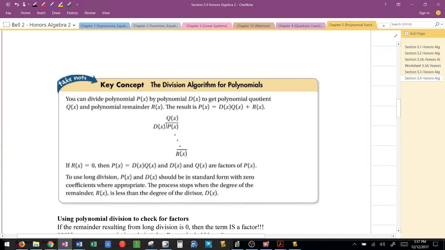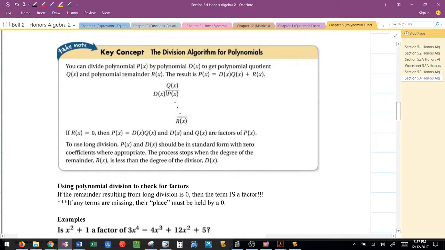We have this thing called the division algorithm for polynomials, and what it basically says is it gives us the right to do this long division and separate things into a quotient and a remainder. I put it in here as a summary of what we were just doing.